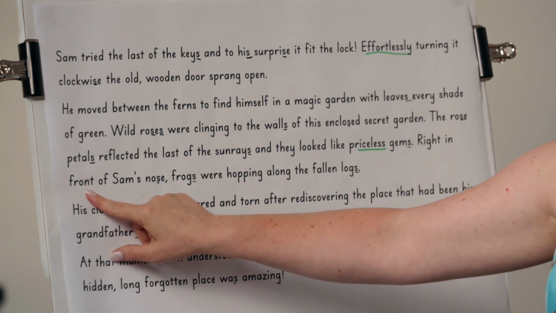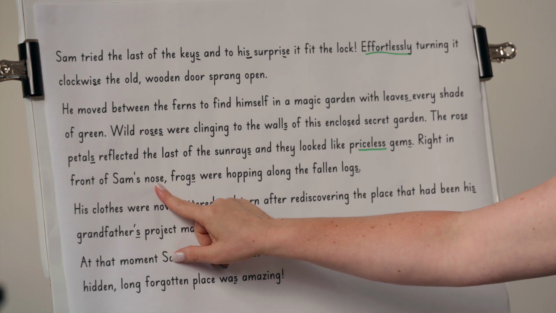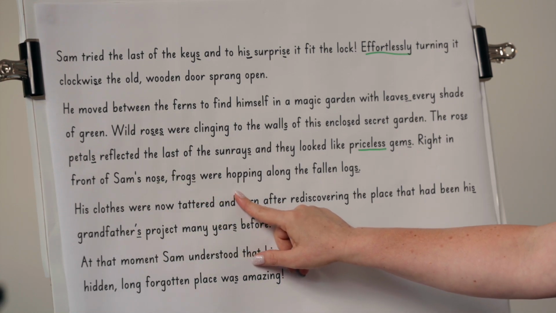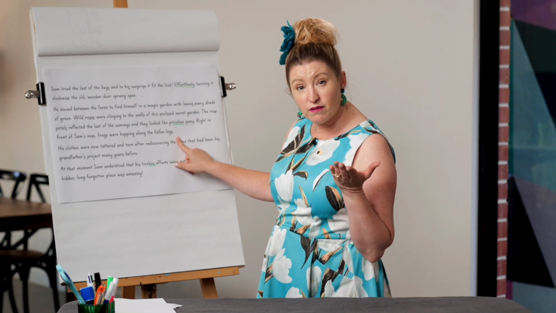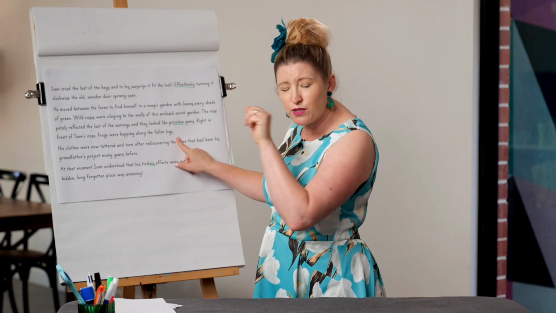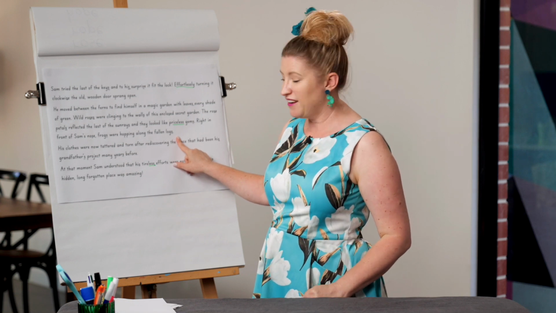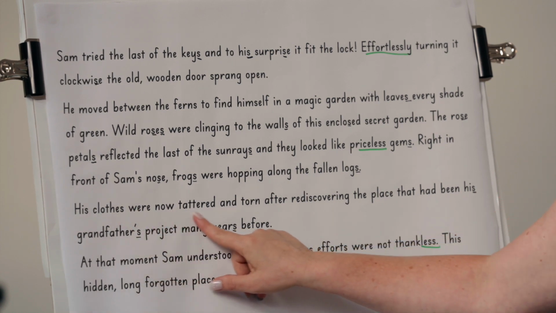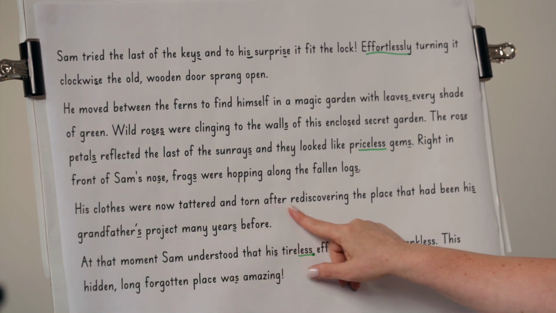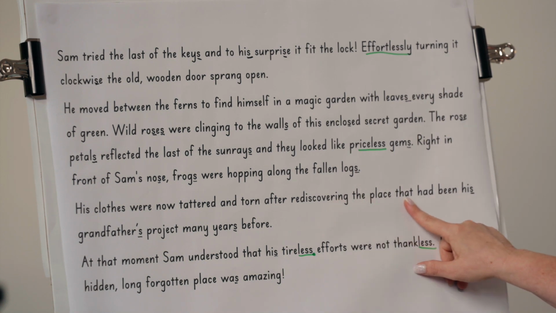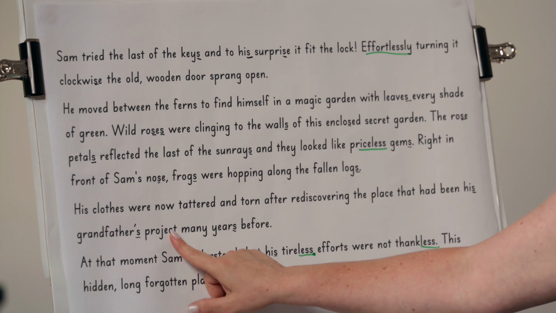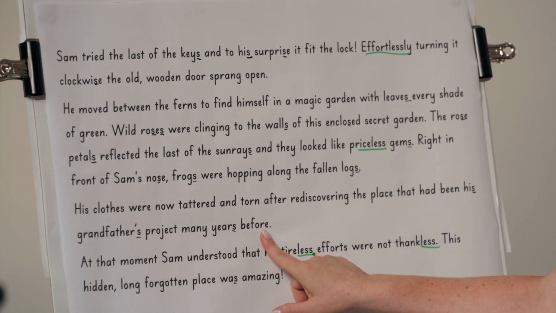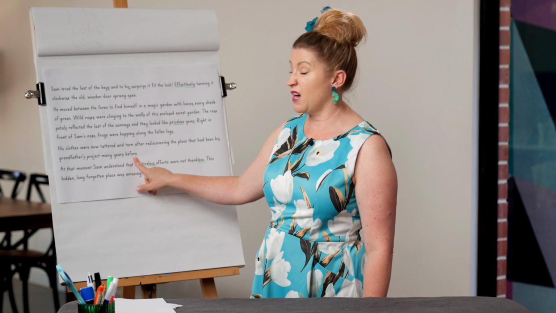Right in front of Sam's nose, frogs were hopping along the fallen logs. Can you close your eyes? I can see those little frogs hopping along the fallen logs, can you? All that green. His clothes were now tattered and torn after rediscovering the place that had been his grandfather's project many years before. It's been a long time since his grandfather's been in this garden.